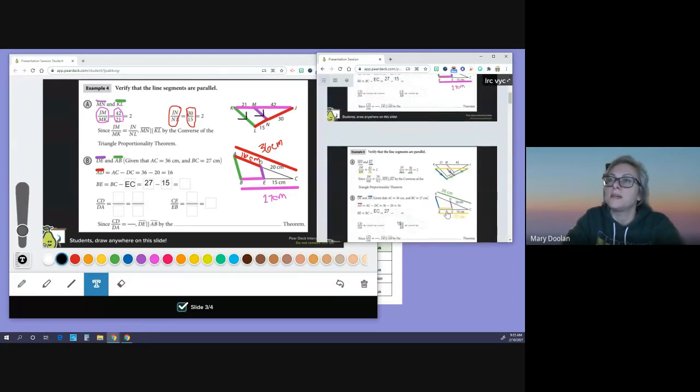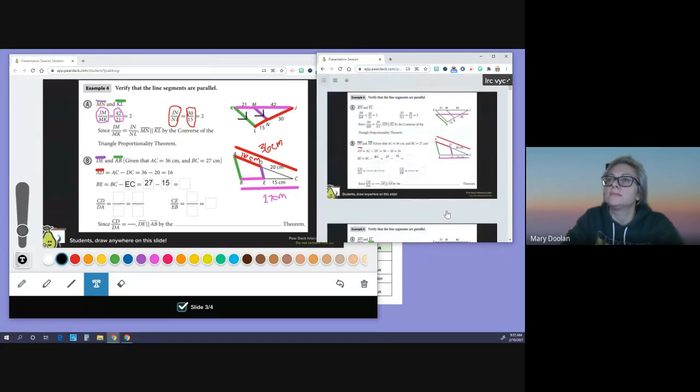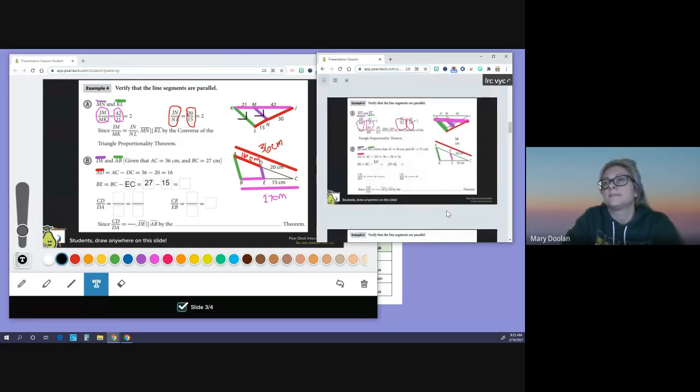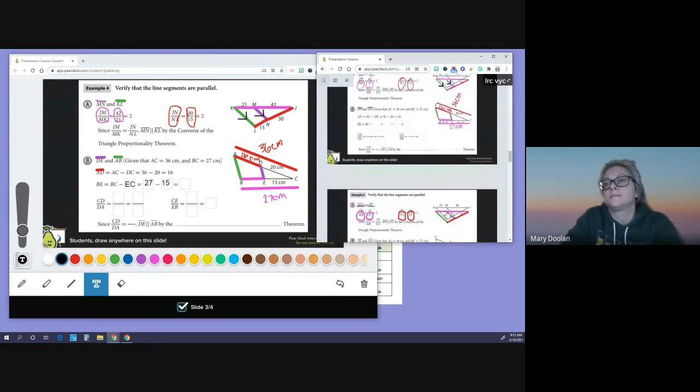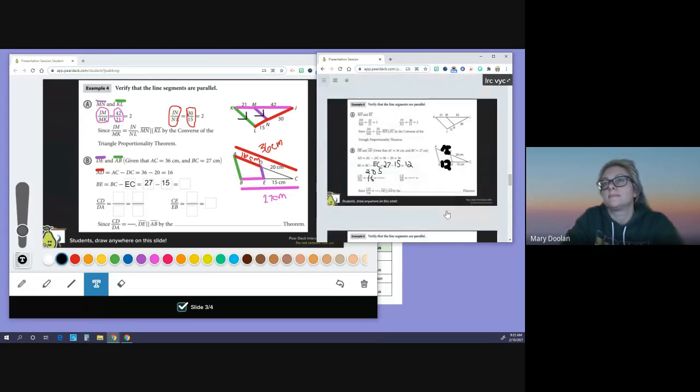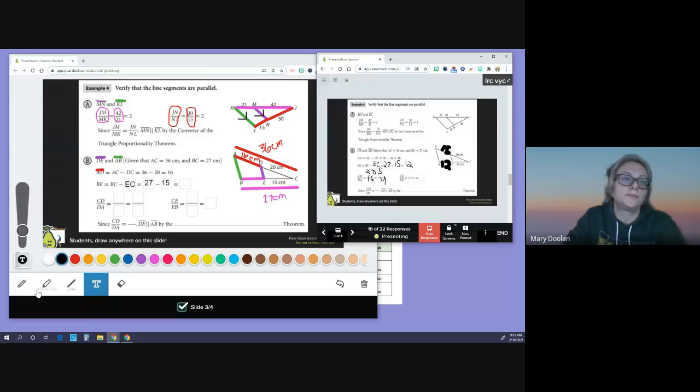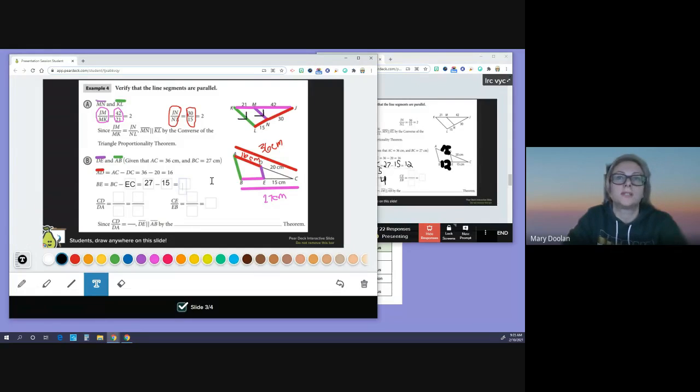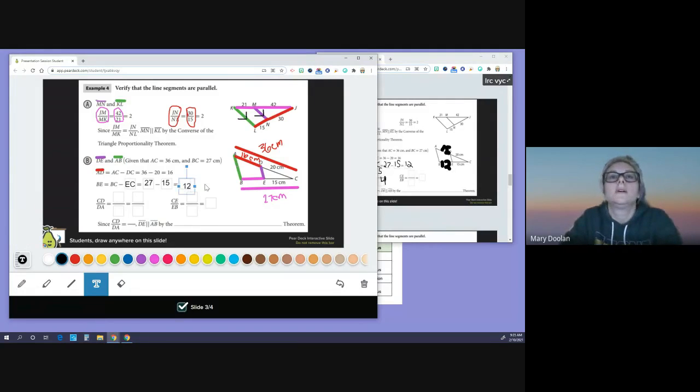A lot of us are typing that in now. It's 12. Okay, so I can then type in 12. All right, and I can use the pen tool, pencil tool, whatever it is, to write 12 here. 12 centimeters.